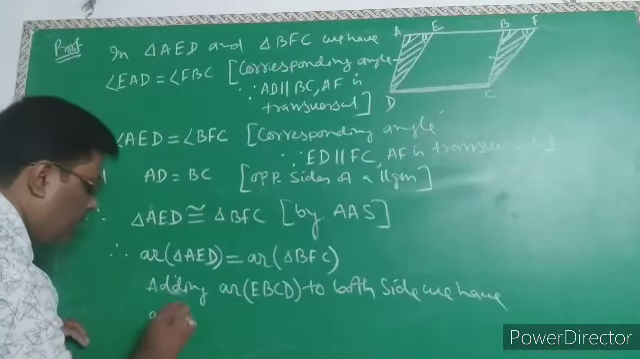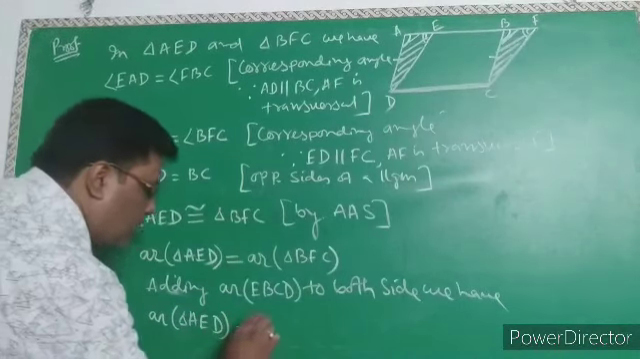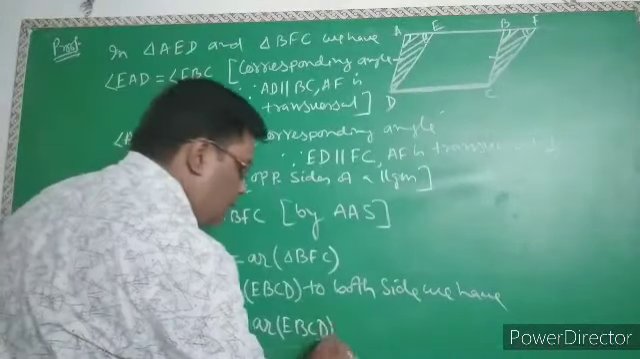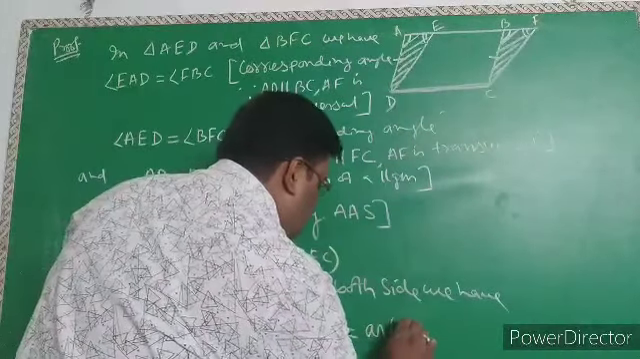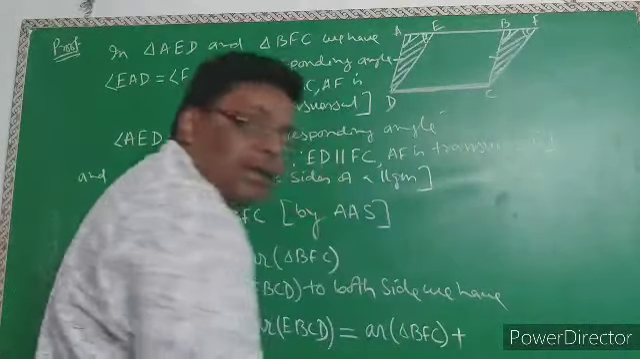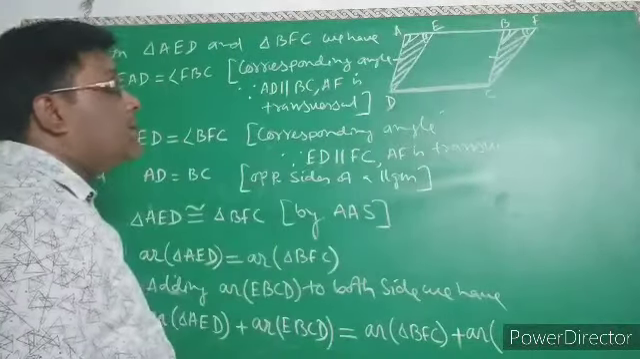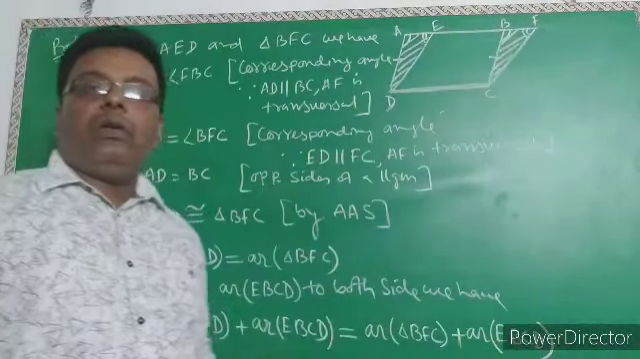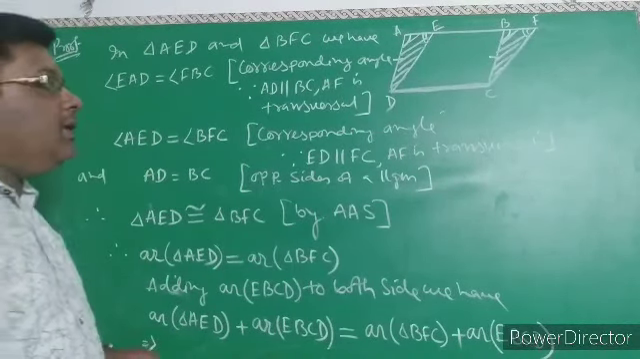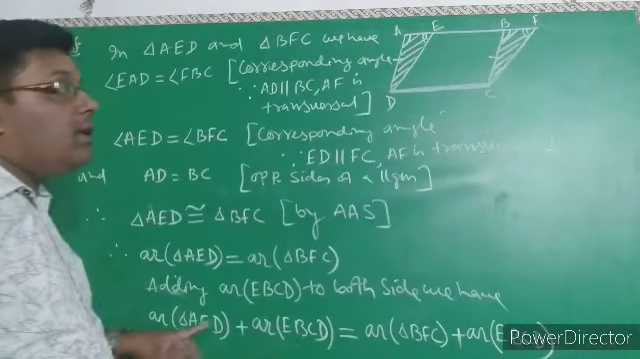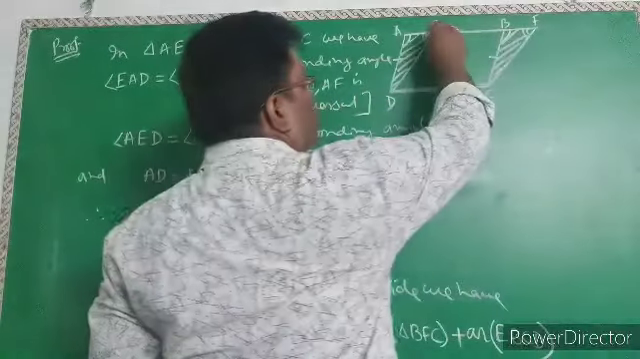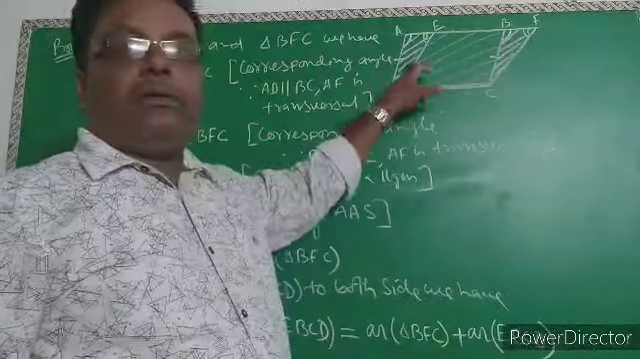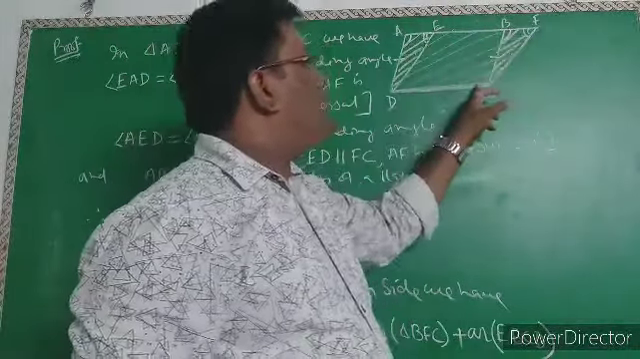area of triangle AED plus area of this part EBCD is equal to area of triangle BFC plus area EBCD. That is, we add this area of EBCD to both sides. This implies, so first AED, if we add this part, that is white part, then we get ABCD.